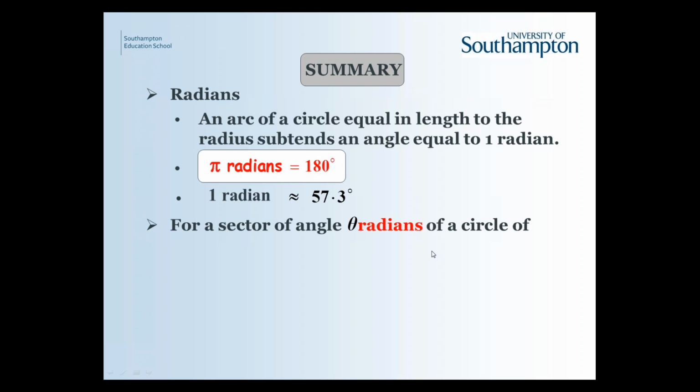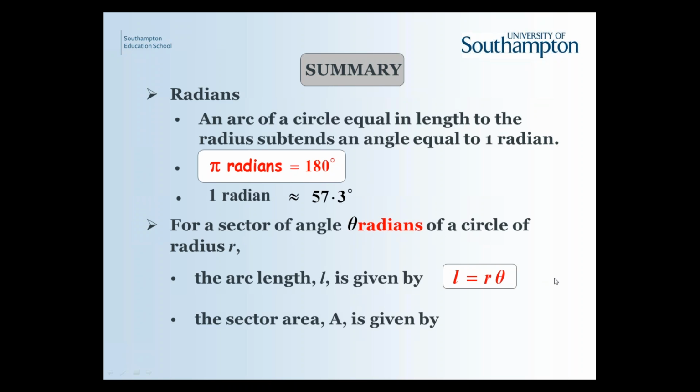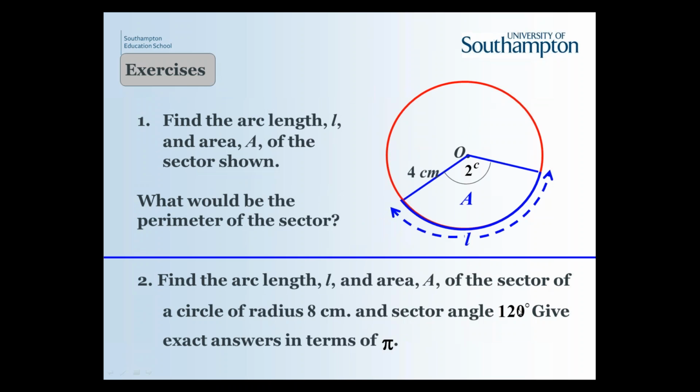That was just a summary of all of that. Oh look, I did do one. I thought that was an example. Never mind. There you go. Two more for you to do: arc length and perimeter, and then arc length and area.